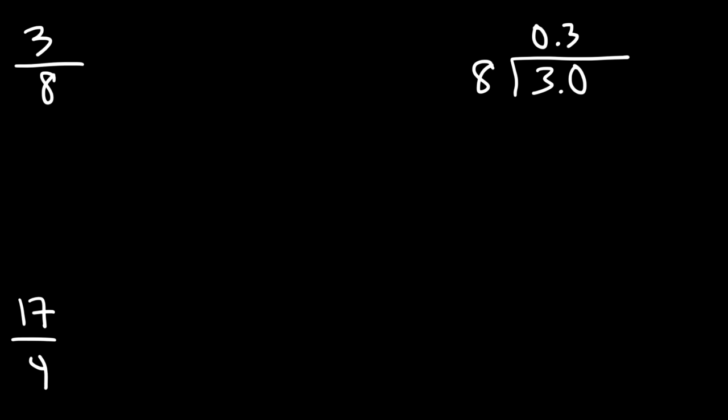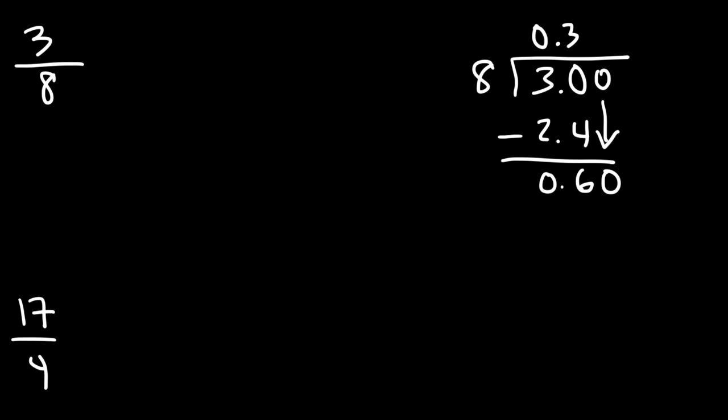8 times 3 is 24. 8 times 4 is 32. That's too much because it exceeds 30. So 8 times 0.3 must be 2.4. 30 minus 24 is 6. So 3.0 minus 2.4 is 0.6. Now we need to add a 0.